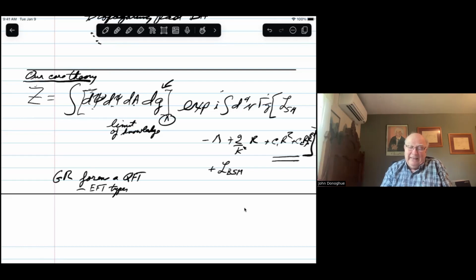Okay, so that's where I'd like to end. There's much more to be done, of course, in quantum gravity, but this is some corner of the field where we understand some features.